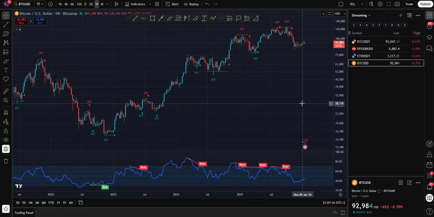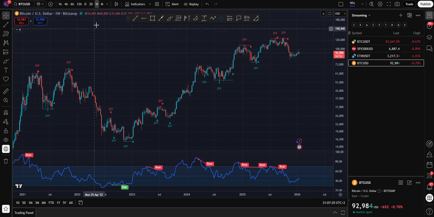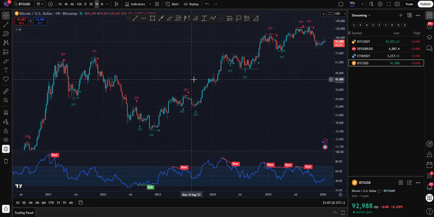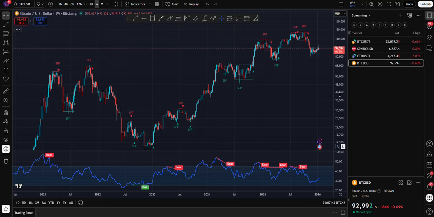So let's dive right into it with the high time frame chart. This is the weekly time frame, as you can see, and I'd like to start with my bearish thesis. I'll share a few points and then break it down into smaller time frames. So I'd like to start with the weekly SFPs.